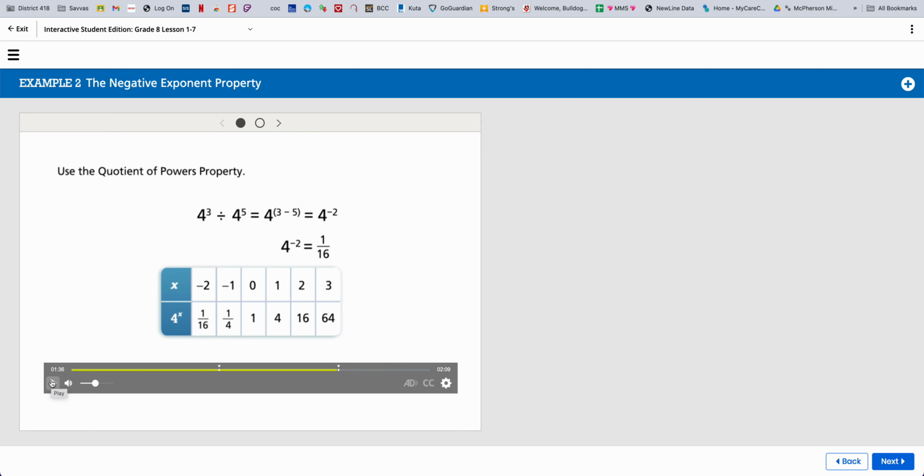A negative exponent does not make negative numbers. Get that into your brain right now. Negative exponents don't make negative numbers. Negative exponents make fractions. They make tiny numbers.